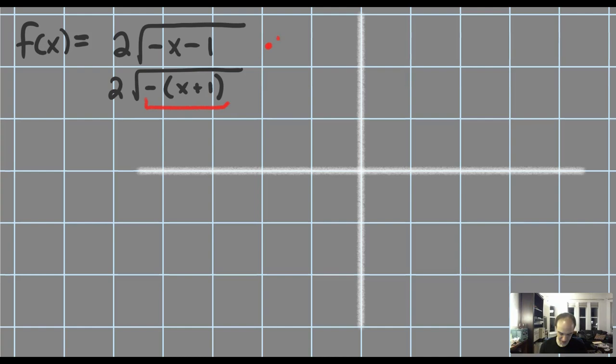So first, it's going to be a reflection over the y-axis. Then it's going to be the plus 1. That's going to be a shift 1 unit to the left, since we're doing, again, opposite operations. And then we'll look at this last output transformation. It's going to be a vertical stretch.